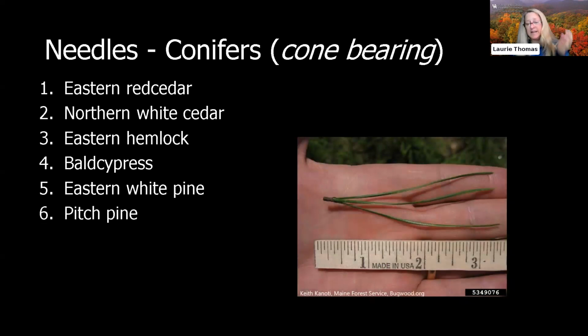And then there's pitch pine. Now this is going to be more of a forested tree. Don't usually find it much in the landscape plantings. It is one of our true southern yellow pines. And we do find it in eastern Kentucky a lot. We'll find it out in the woods. And its needles are always going to be in groups of 3. And they'll be about 3 inches long.